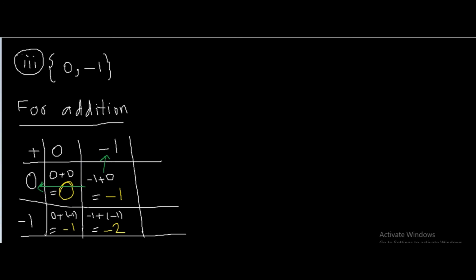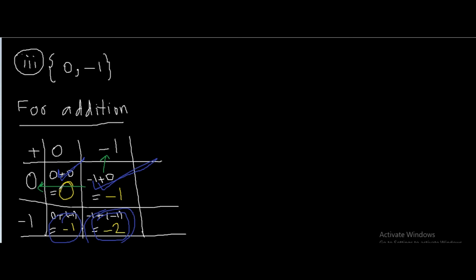Now we have to analyze this. How can we analyze that? If we look into the details of all of these outputs, the first output is 0, the second output is -1, the third output is -1, and the fourth output is -2. Do you find any of them which is not included in the given set?